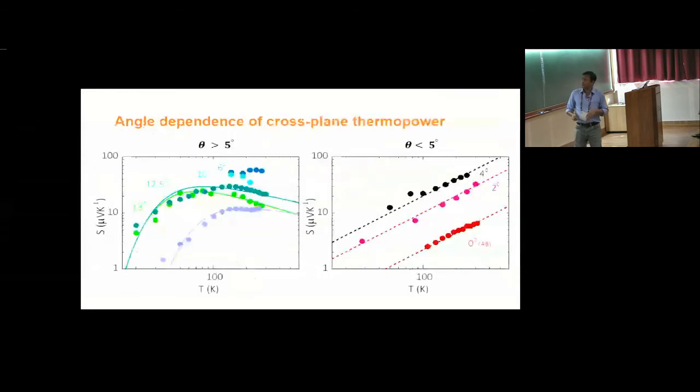So if I now categorize, and this is very interesting, we now have 7 or 8 different angles. You can see that at angle larger than around 5 degrees or so, the thermopower as a function of temperature is completely different from angle slightly less than 5 degrees, which is very linear over the entire temperature range. Over here, it's saturating, okay?